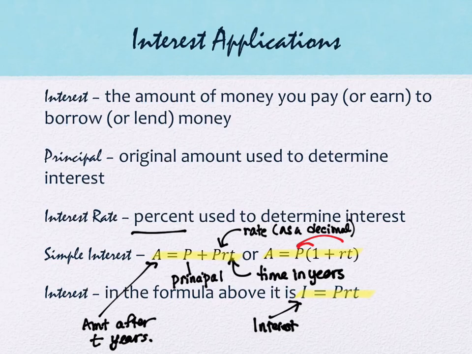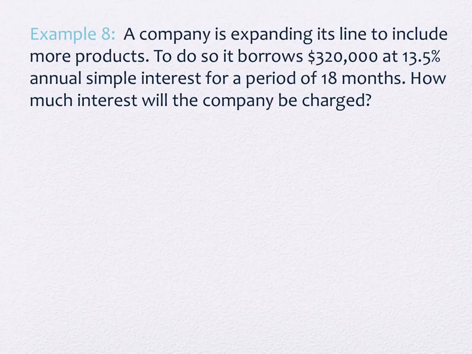The interest one. It specifically asks me for interest in this problem. It doesn't ask me how much they're going to have to pay back at the end of the term of the loan. That would be the A. So if I want to find the answer most directly, I want to use that bottom formula. So we're going to find interest. Sorry, it's P first. Like this. So interest is what I don't know.